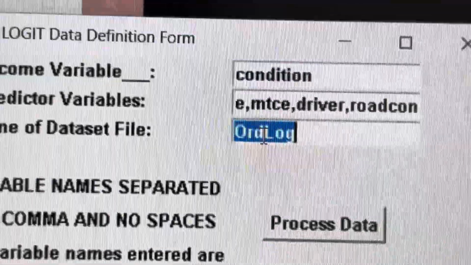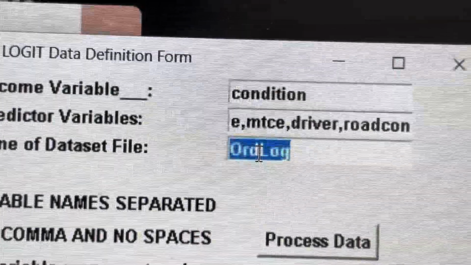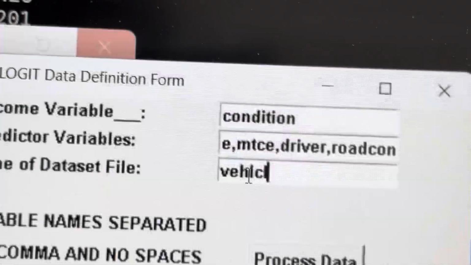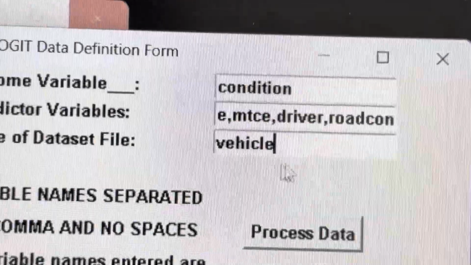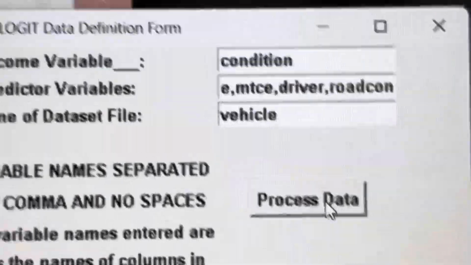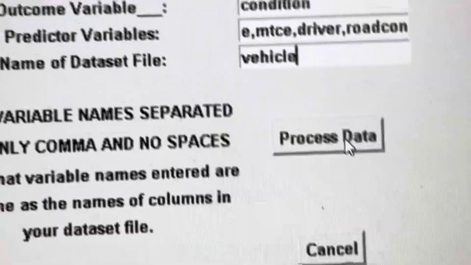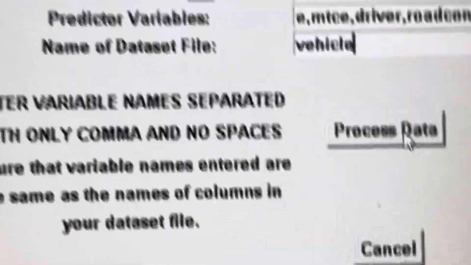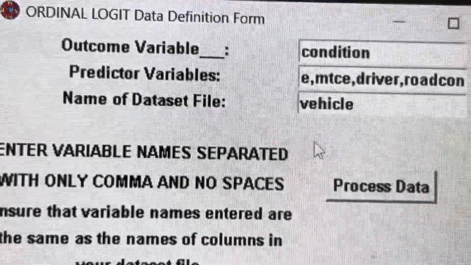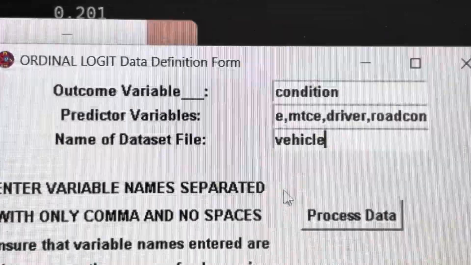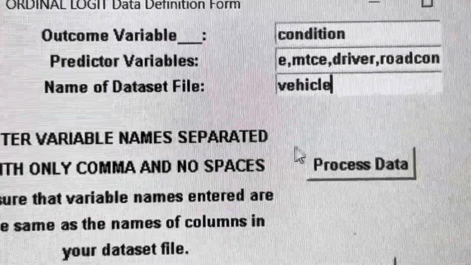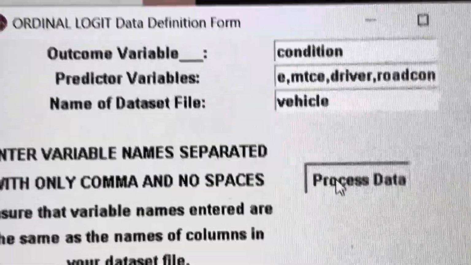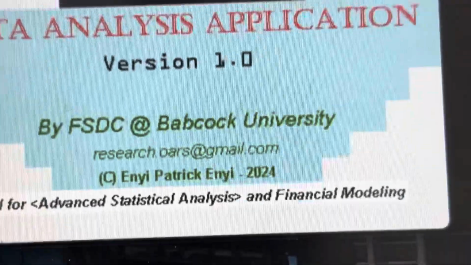Now, the name of the dataset file is vehicle. That's what we used to save vehicle.xlsx, but we don't need to put that xlsx, so the system already knows that we are talking about an Excel file. So we click process, and okay, good.